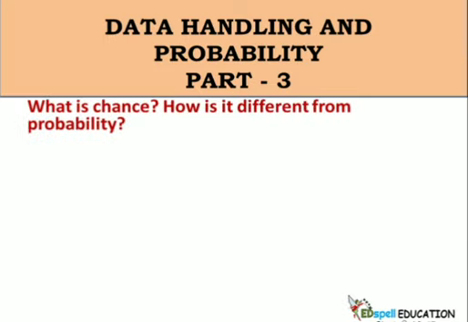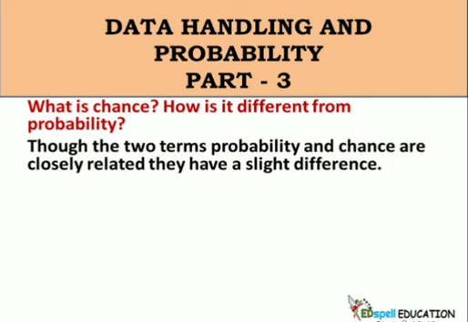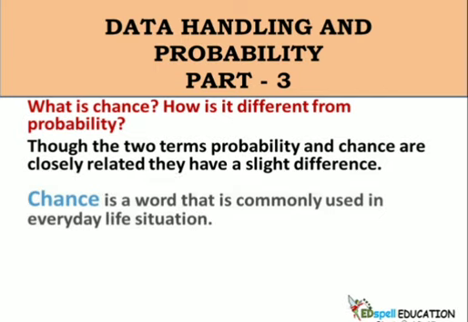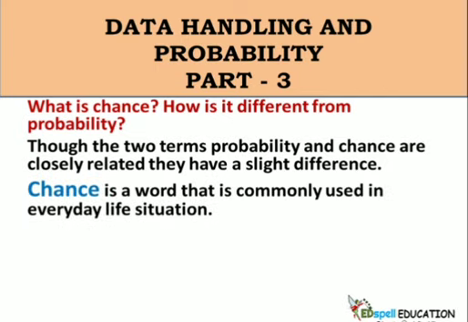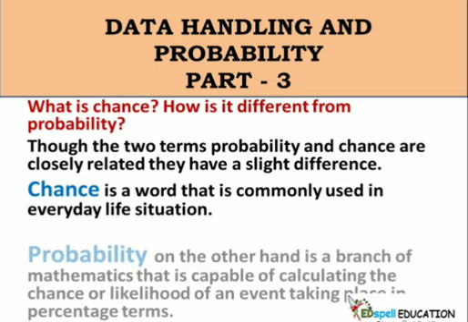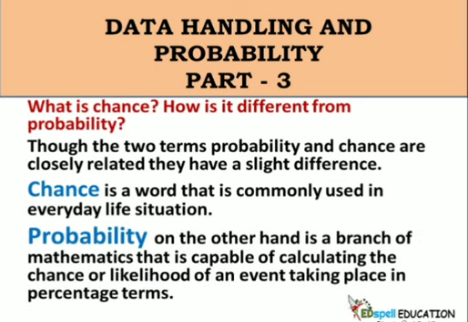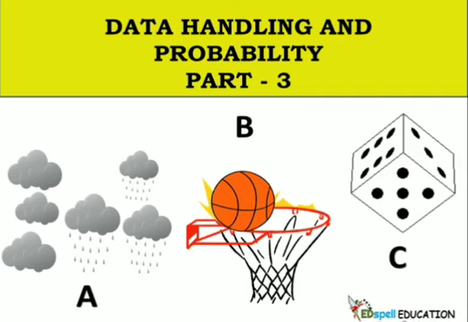Now we have come to the second section of part 3, chance and probability. What is chance and how is it different from probability? Chance is simply the possibility of something happening. If chance is defined in mathematics, it's called probability. Chance is used in common day language, whereas probability is mostly used in order to express the chance in terms of numbers.